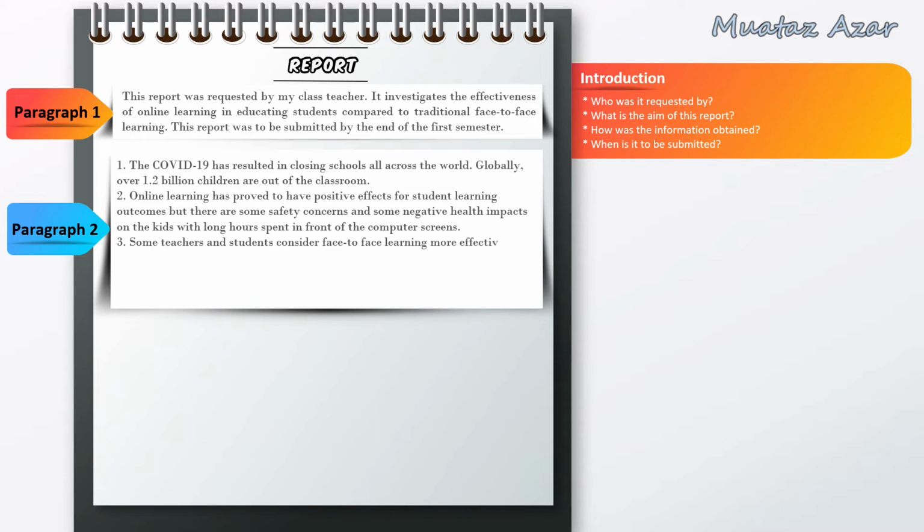Some teachers and students consider face-to-face learning more effective, as it provides better interaction between the teacher and the student, and this is mainly needed for young learners. Online learning requires a greater amount of reading and assignments than traditional classes.